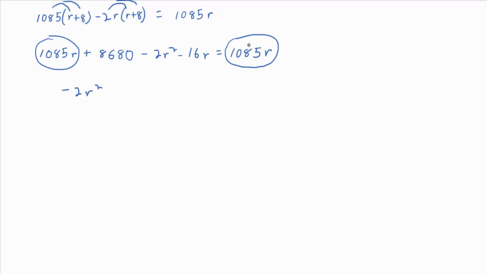Subtract 1085 from both sides. Gone. Nice. So does everybody see why I crossed it out? Just subtract it from both sides. Okay, and then what's left?